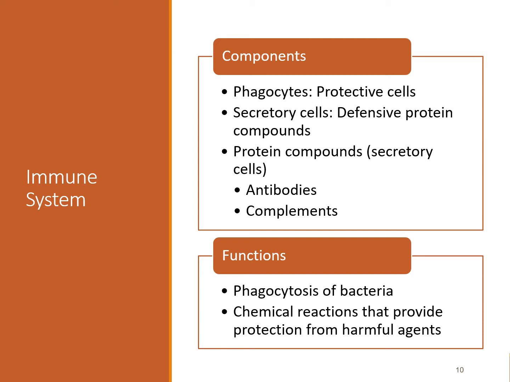There's also secretory cells, cells that secrete defensive proteins, proteins such as antibodies and other complement proteins that help protect us from disease. So the function of the immune system is literally to protect our body from invading microorganisms. And one way is through phagocytosis, and the other way is through chemical reactions that serve to protect us against various types of harmful agents like microorganisms.